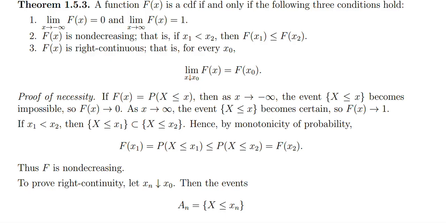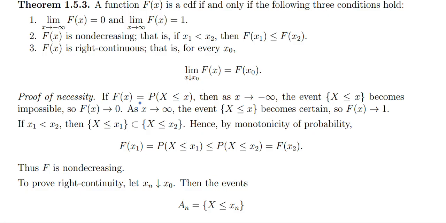Now a function F_X is a CDF if and only if the following conditions hold. Assume this is a CDF, then we will be showing that the limit as x approaches minus infinity of F(x) is 0, the limit as x approaches infinity of F(x) equals 1, it's non-decreasing, and it's right continuous, that is for every x we have this.